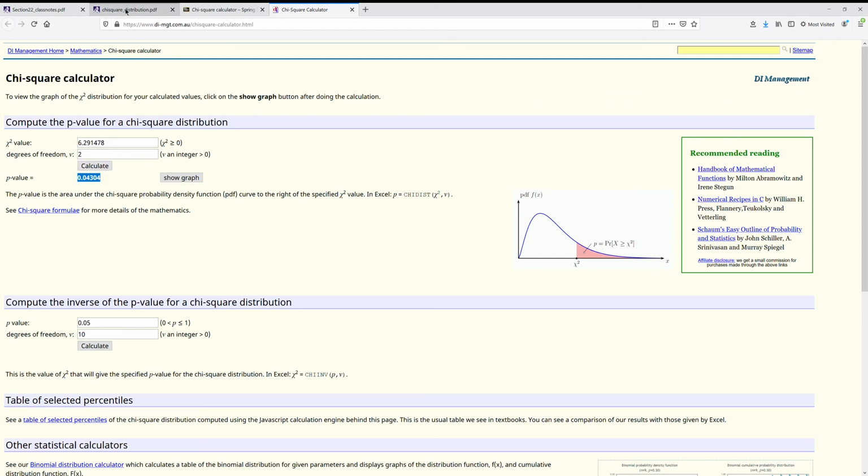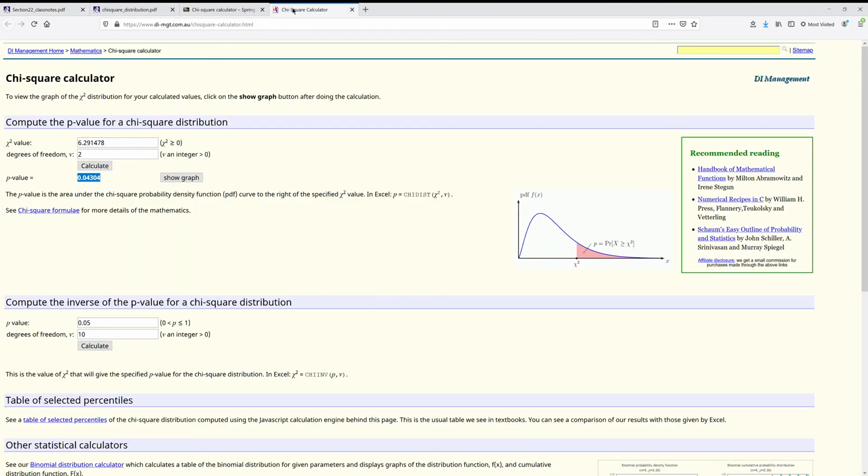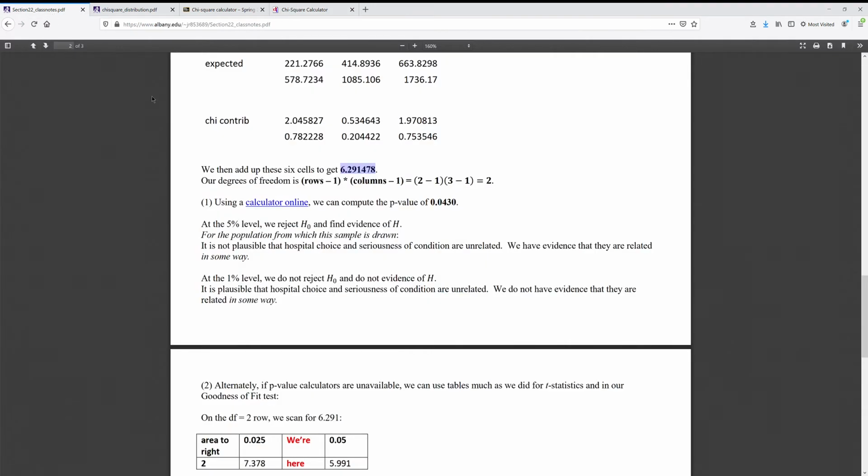What do I have from the other calculators previously? Well, something in between. A little less accuracy, a little more accuracy. But whether we call it 0.4 or 0.430 or 0.4304, in any case it's 0.4 something. So it is less than 5%. It is not less than 1%. It is less than 5%, so if that's your standard, you're on the unlikely side of things. We reject H0 and find evidence of HA.